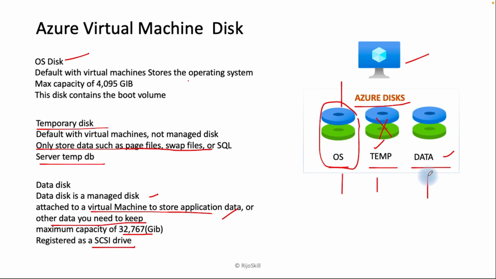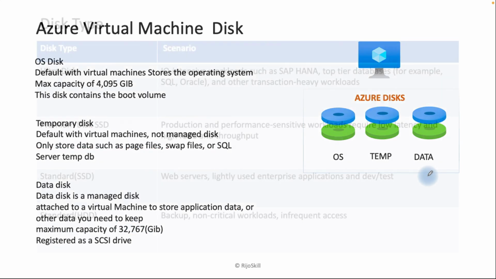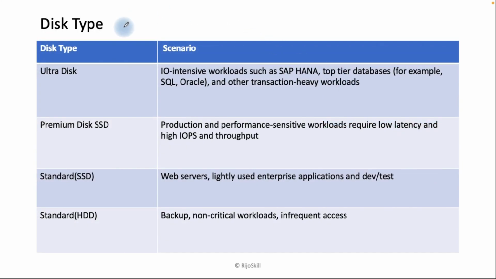Now, what is the disk type? What are the disk types available for the virtual machine? Here you can see the disk types: Ultra Disk, Premium SSD, Standard SSD, and Standard HDD. Premium disk has another version also available, Premium SSD v2. First we will go for the Ultra Disk. What is the Ultra Disk?